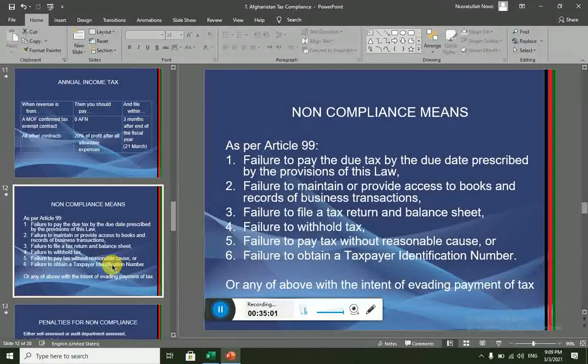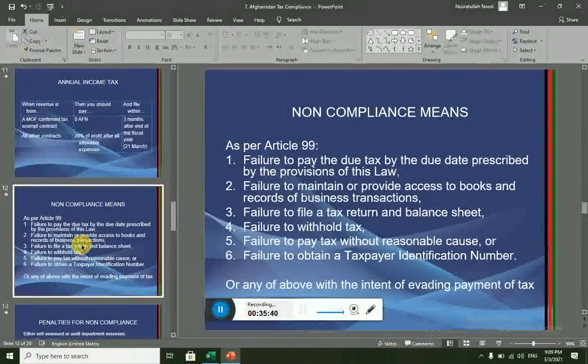Or failure to file a tax return and balance sheet, failure to withhold tax, failure to pay tax without reasonable cause, failure to obtain a tax identification number. So if you are doing one of these six activities, or other than these activities, with an intention of evading payment of tax, this becomes tax non-compliance, right?